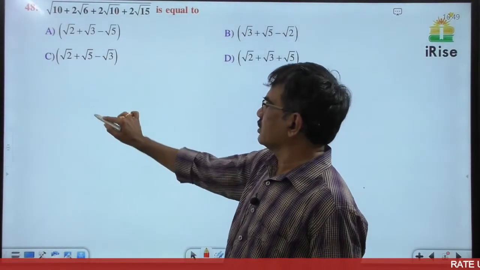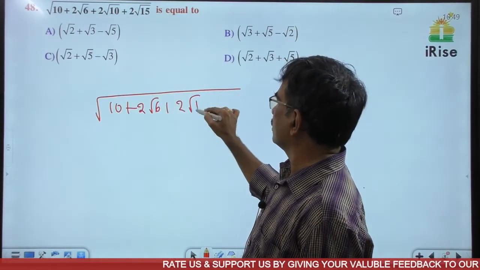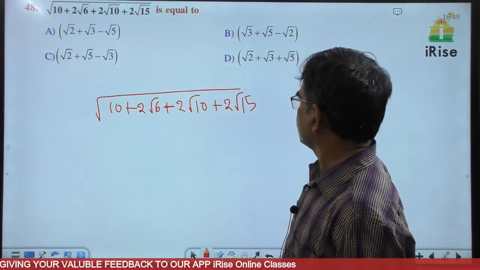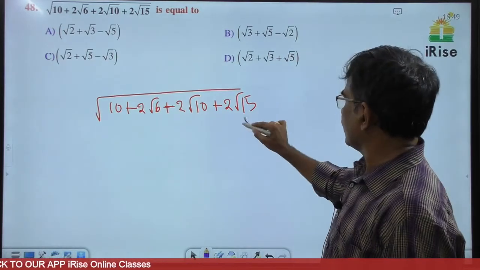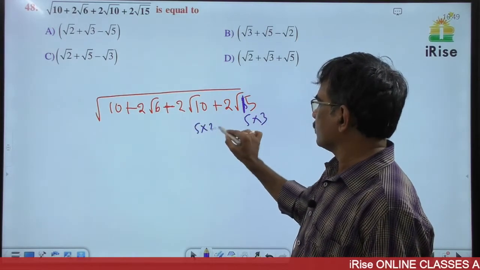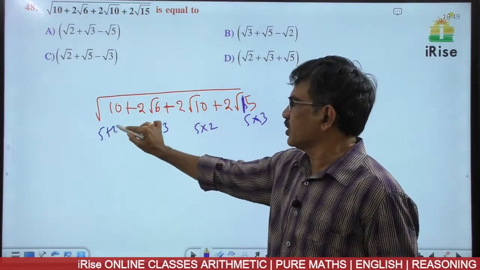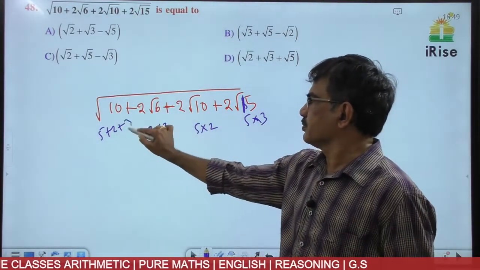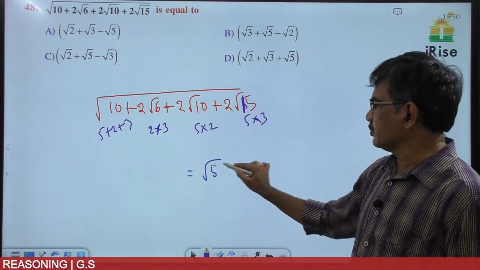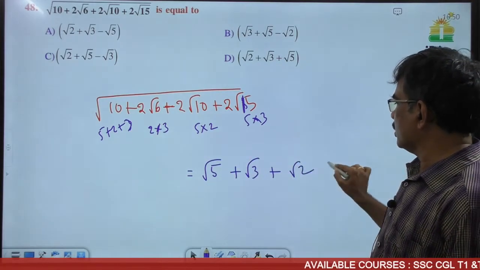This is a direct question. Root of 10 plus 2 root 6 plus 2 root 10 plus 2 root 15. 2 root 15 can be written as 5 into 3, this is 5 into 2, this is 2 into 3, this is 5 plus 2 plus 3. So answer is root 5 plus root 3 plus root 2 is the answer.